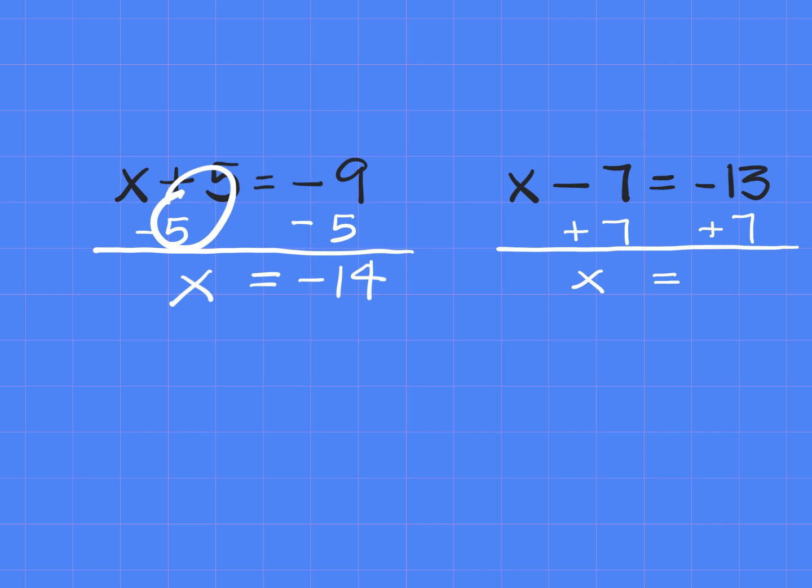So x equals negative 13 plus 7. We're on negative 13 on the number line. We move to the right 7. So then we are at negative 6. And again, you can always go back and double check: does this solution work? Is negative 14 plus 5 a negative 9? Is negative 6 minus 7 a negative 13?